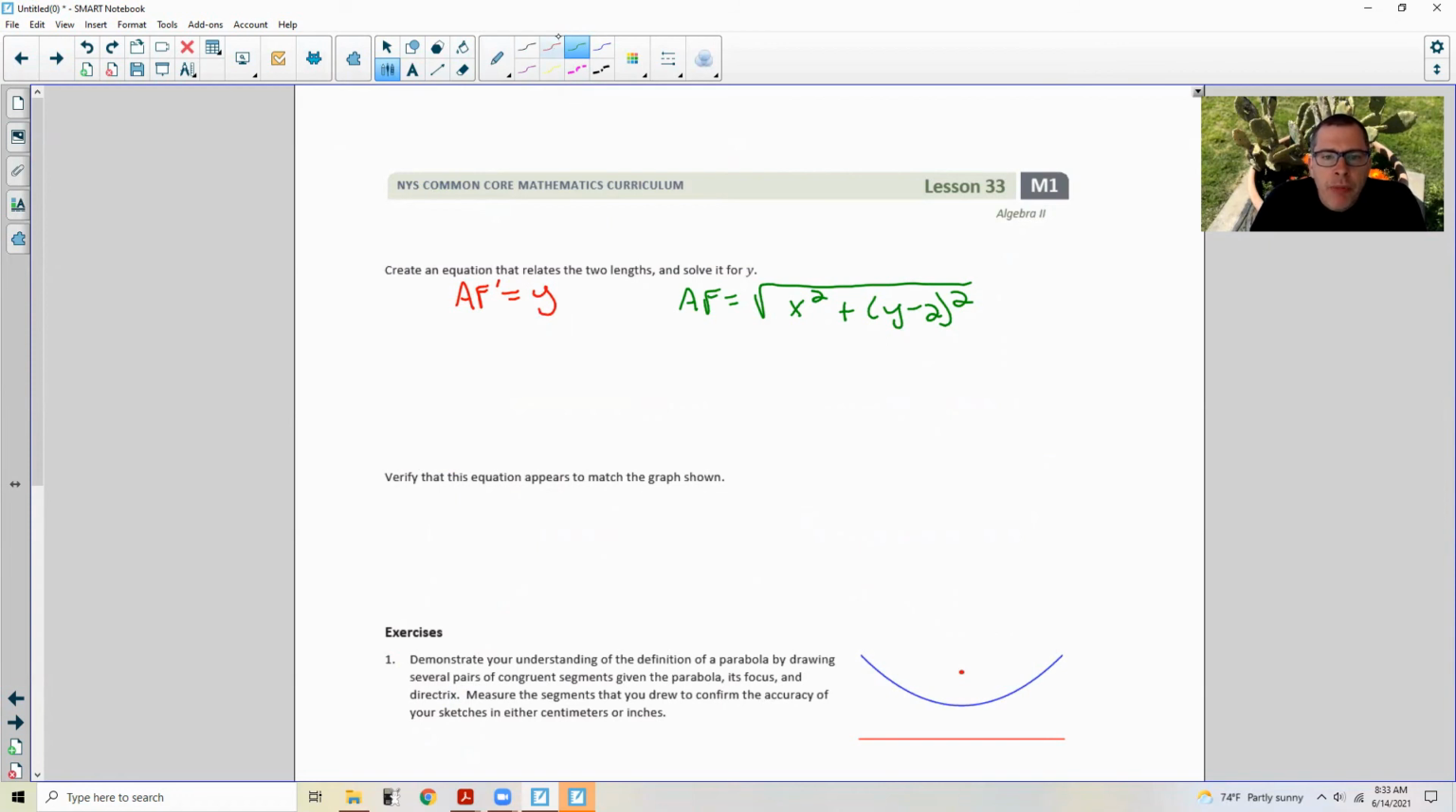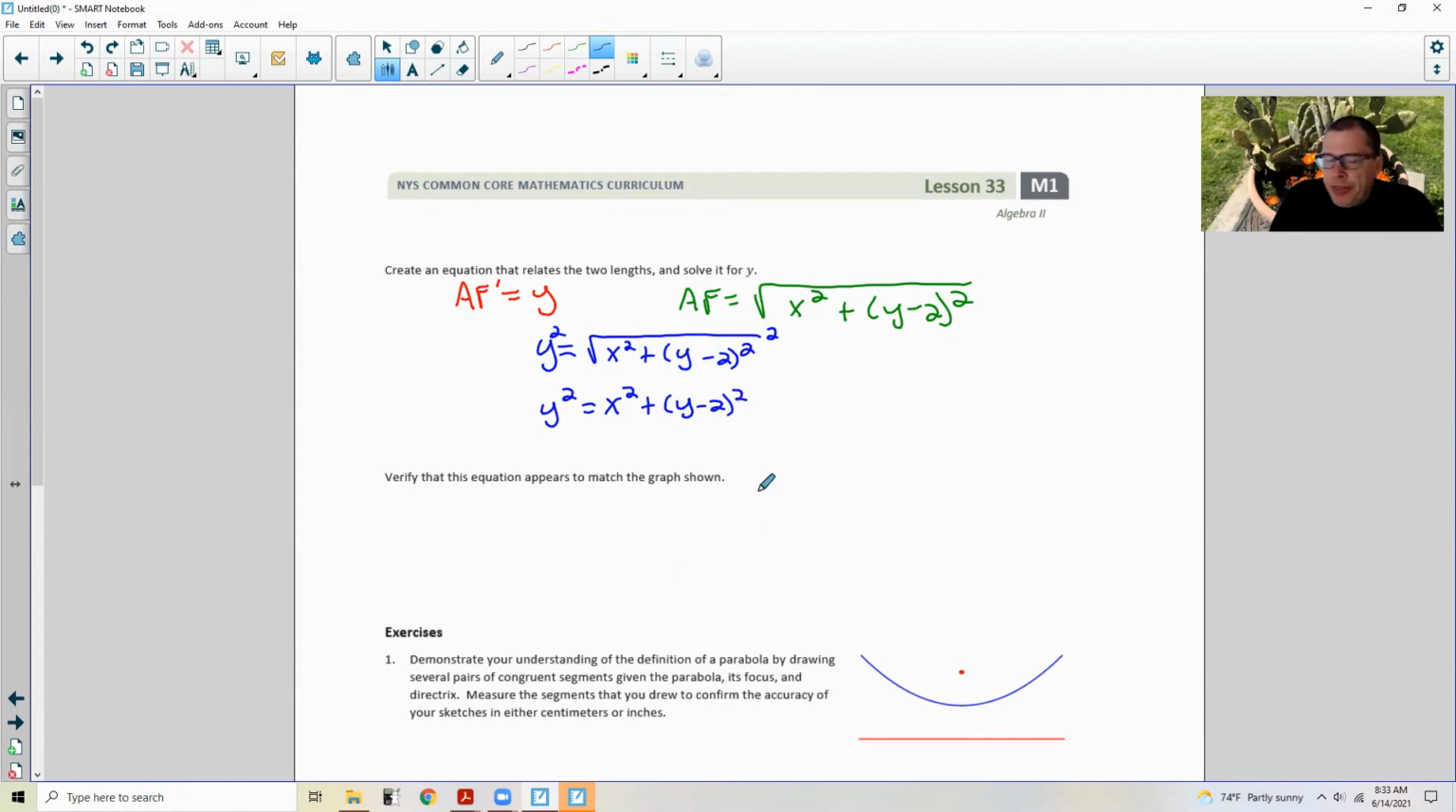All right, so what we know is they're equal to each other because of that definition. So since AF prime equals AF, then y is going to equal this equation. So we're going to write y equals the square root of x squared plus y minus 2 squared. Okay, I want to get rid of this square root, so I'm going to square both sides. So when I square both sides, I'm going to get y squared equals, and everything under here is just going to be without the radical, x squared plus y minus 2 quantity squared.